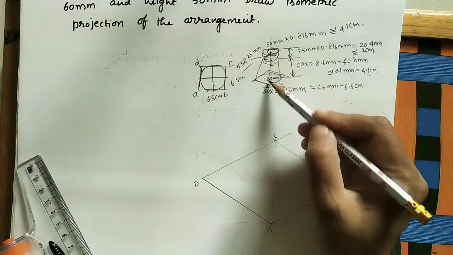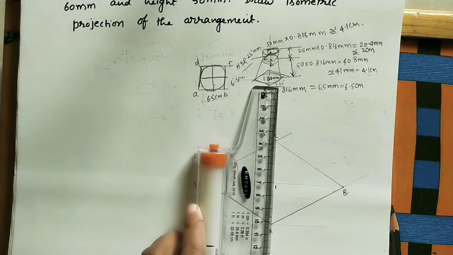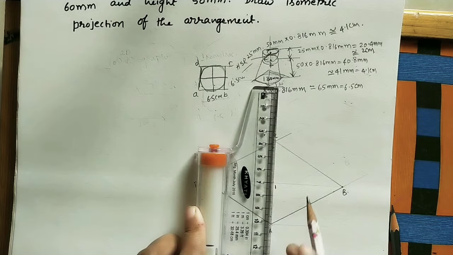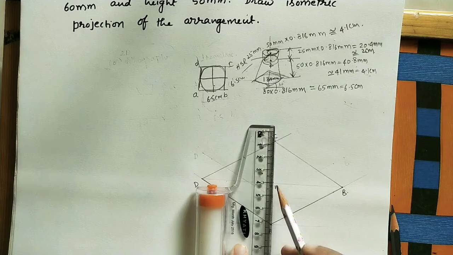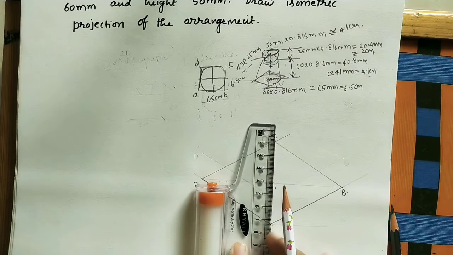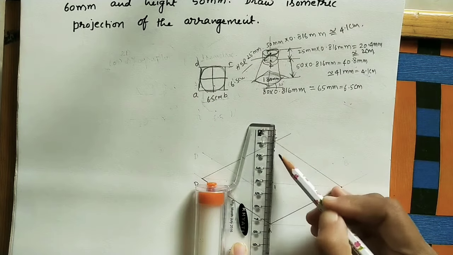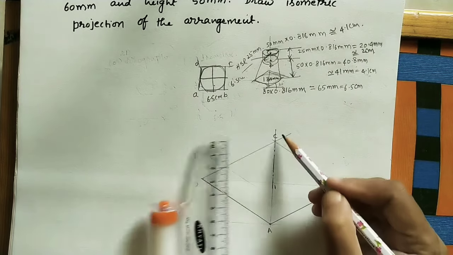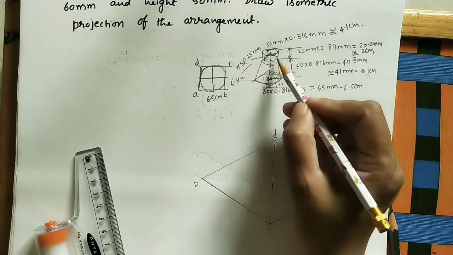So it is a vertical height. Just do the axis line from 1. Axis line means 2 big lines with a dot. How much is it? 4.1 from 1. So it is coming here. Do the axis line. Axis line means 2 big lines with a dot. Okay, this point is nothing but center of this top surface.